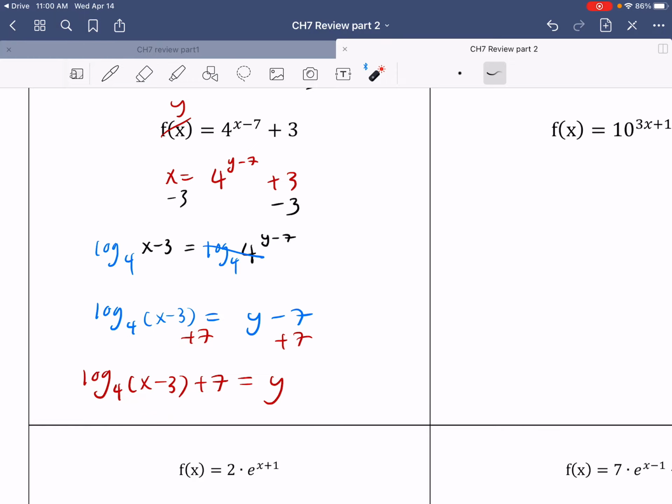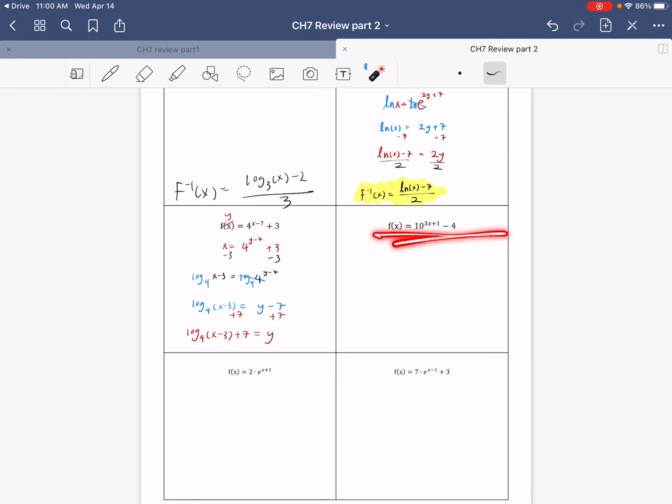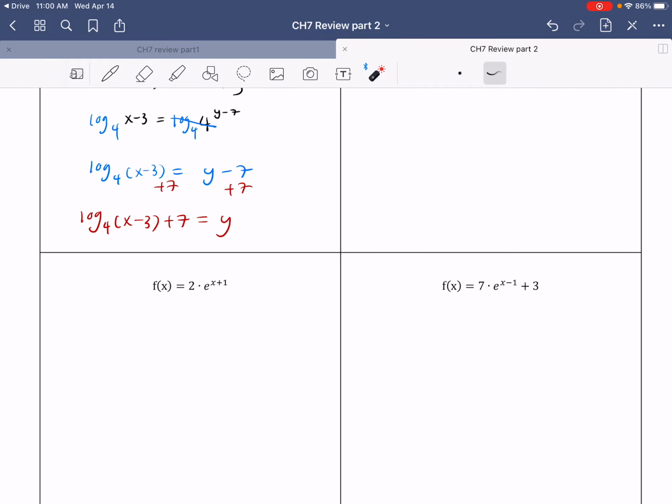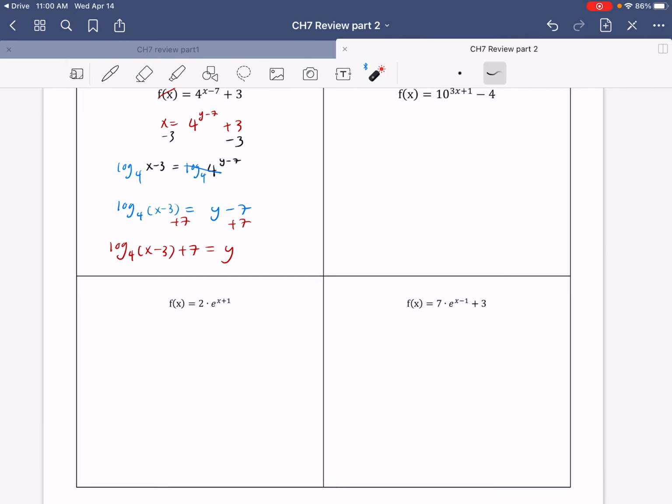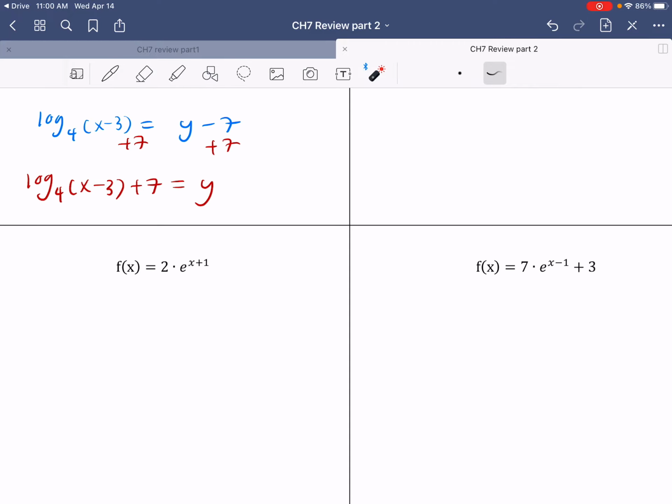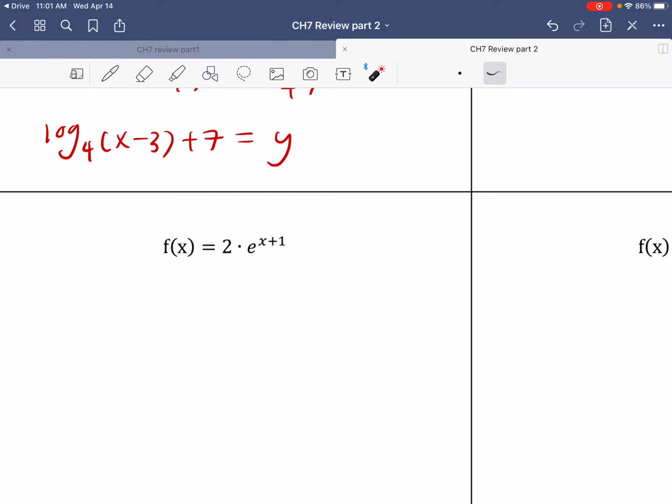Okay, now try the question on the right by yourself. This one, I don't think I have to go over. Remember, this one, you have to minus 3 both sides. Okay, let me go over this one.